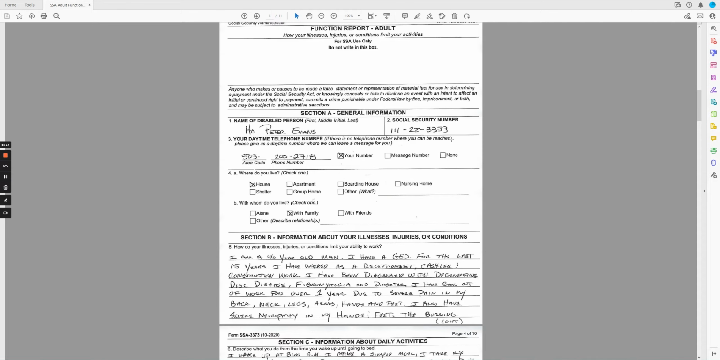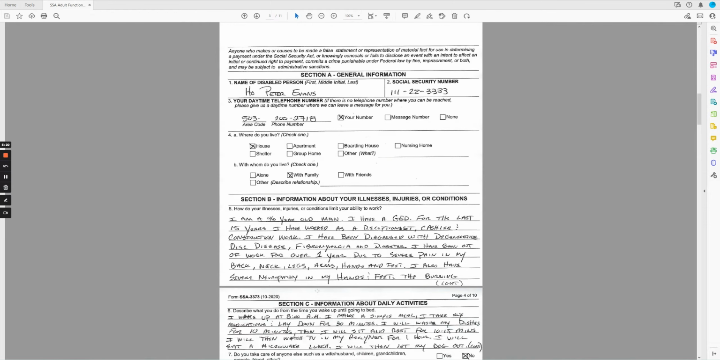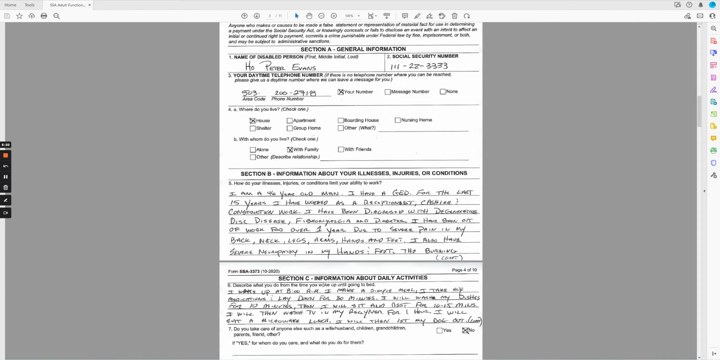And then section B, which is number 5. This is the first time, and this is the one where, if you look at that list, that homework assignment I just gave you, writing down your diagnoses and your symptoms, that would be helpful to have in front of you. So this is the first time you get to write a short little essay about why you're disabled or what keeps you from working, and to tell your story.